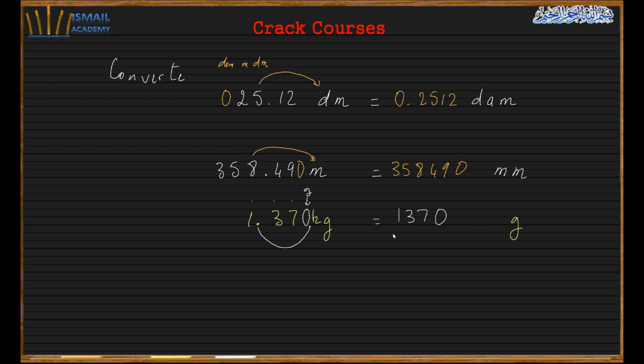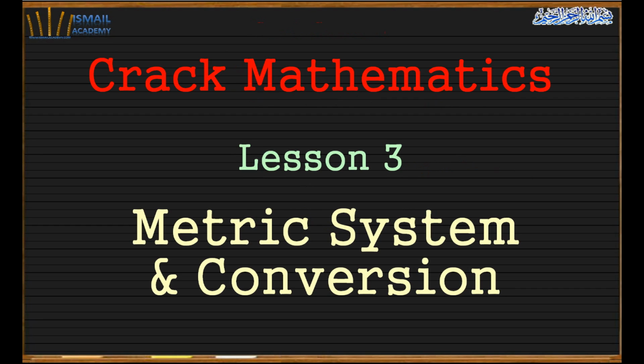So you don't need any multiplication, you don't need any division, you don't need anything here. Just play with the decimal dot. Look for the unit you're looking for and move the dot to the unit that they ask you to convert to. So this is how we convert in the metric system. This is all about the lesson today. I hope that you understand what we covered today.